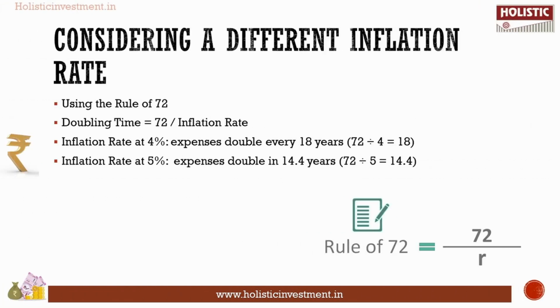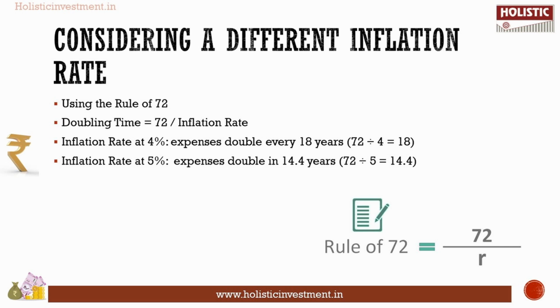Considering a different inflation rate. What if you want to use a different inflation rate for your retirement planning? Let's explore how to adjust your calculations accordingly using the rule of 72. To determine how long it will take your expenses to double with a different inflation rate, you can use the rule of 72. This simple formula helps you estimate the doubling time for your expenses or investments. Doubling time is equal to 72 divided by inflation rate.